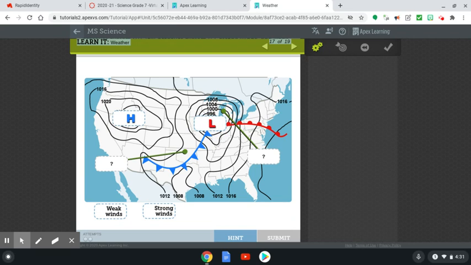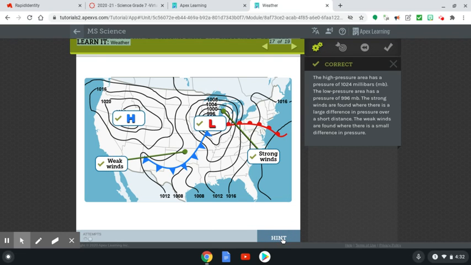We also learned in the video that the closer the isobars are together, the greater the wind. So this would be weak winds because there's not anything really near it. And these would be strong winds because these two isobars are near each other. Okay.